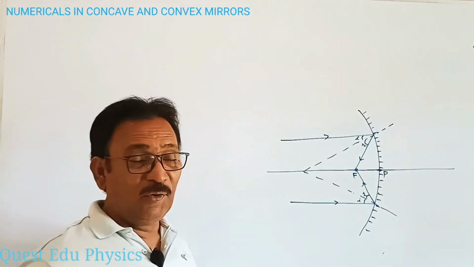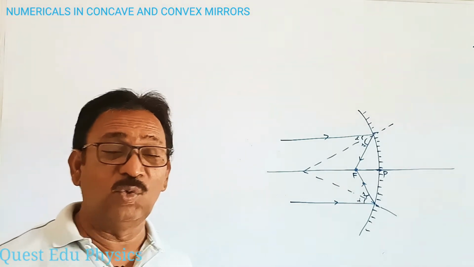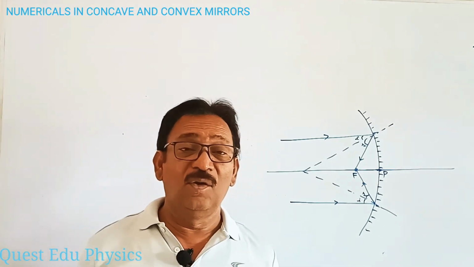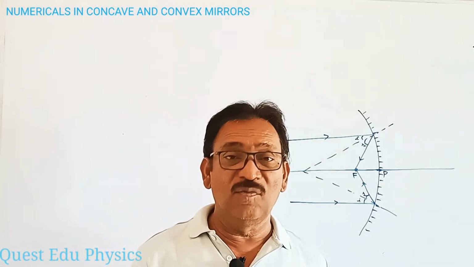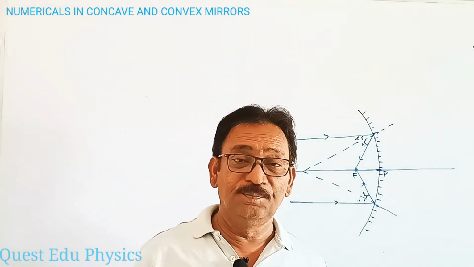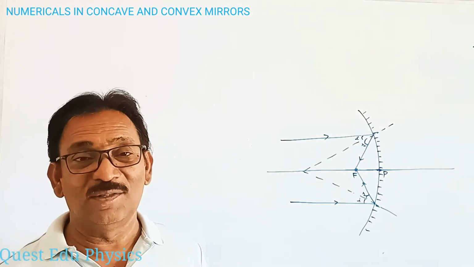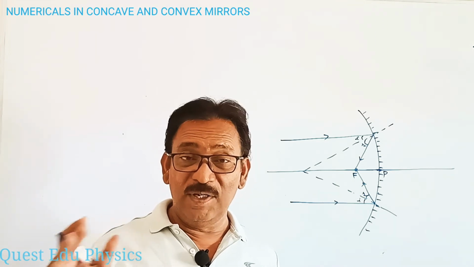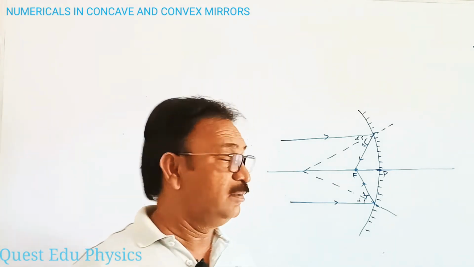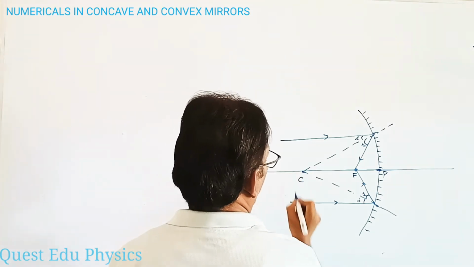And third, we have to remember the center of curvature and also the radius of curvature. First, we have to remember what the radius of curvature is. Radius of curvature is the radius of the sphere of which the mirror is a part. Okay, students. And this point is known as the center of curvature.